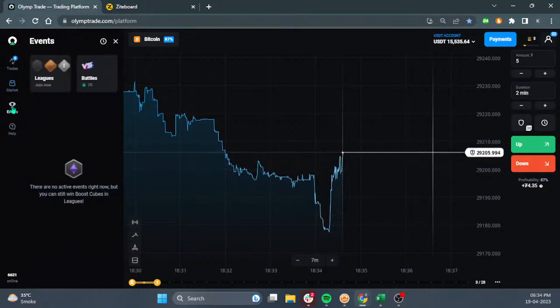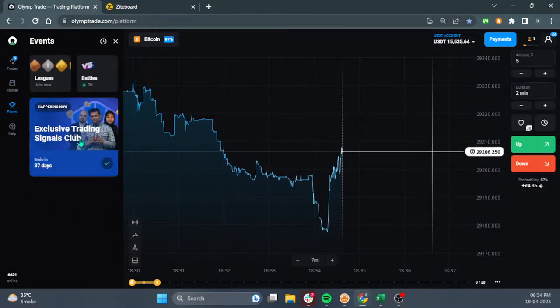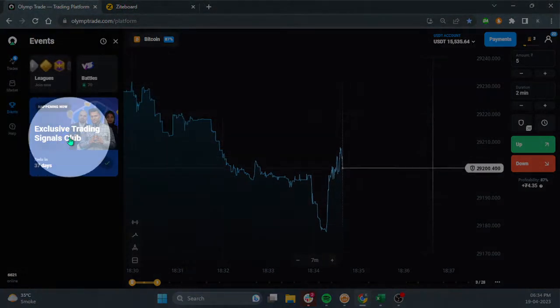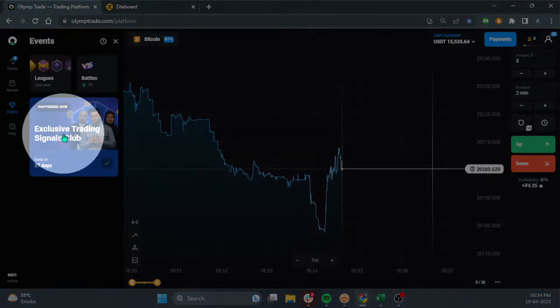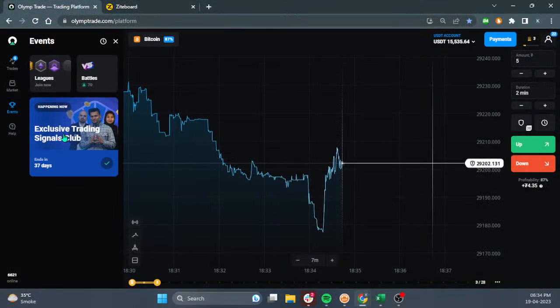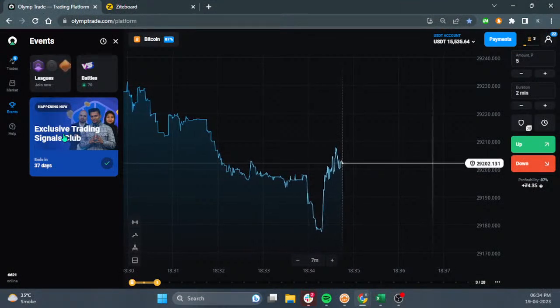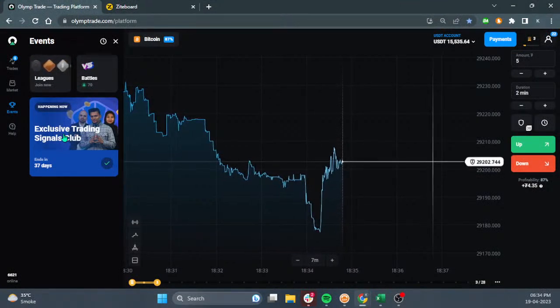And whenever there is any event on the platform, because right now there is one going on, this one, you can join this event on the platform, and of course participate in trading in a very different yet interesting manner.